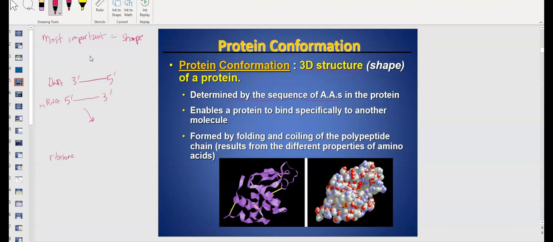And then that reads the mRNA and turns it into a protein. So it's the order of these letters that determine what amino acids the ribosome incorporates and in what order.